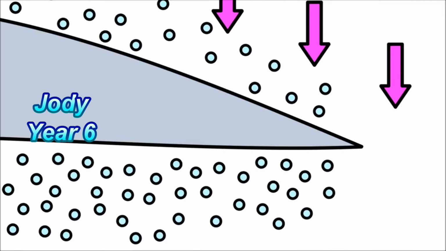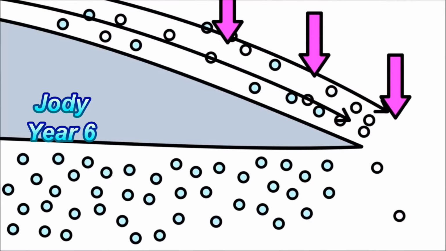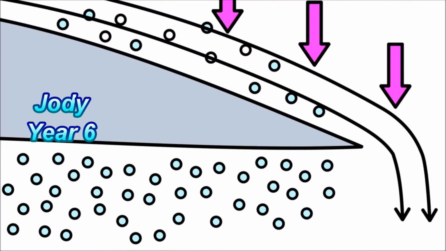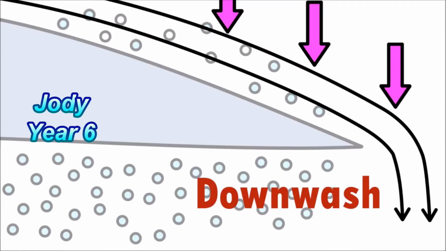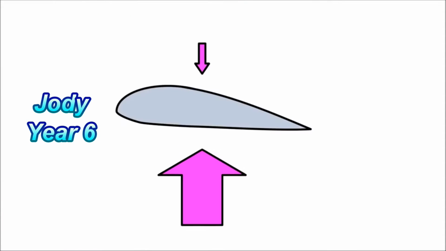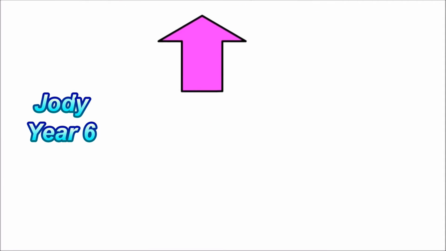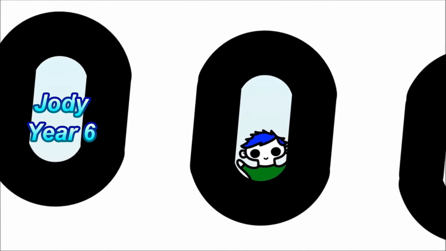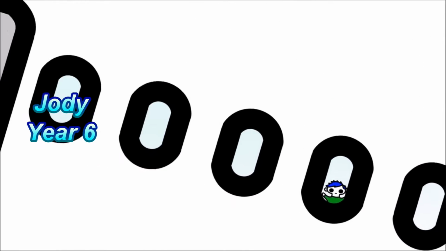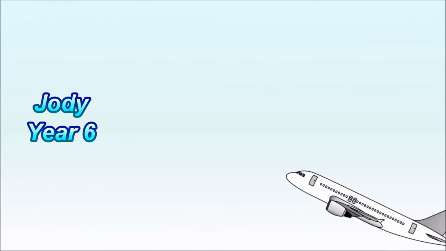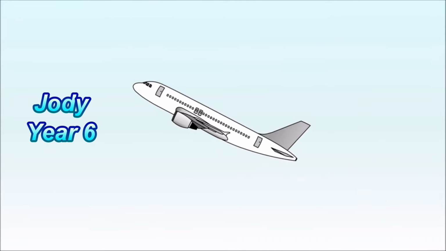The pressure from the top of the wing pushes the air downward behind the wing, creating downwash. The difference in pressure and the downwash creates lift, which makes airplanes fly. So it's all about the air, and air works on paper airplanes just like it works on real planes.